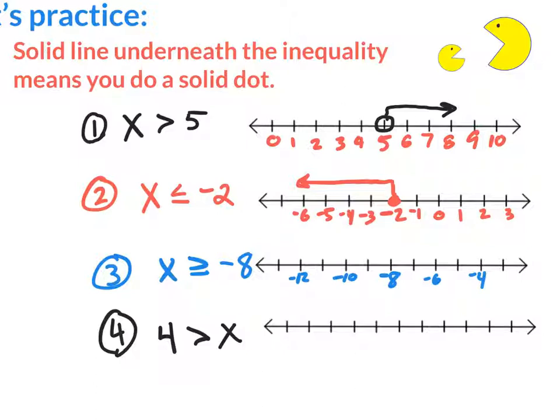So Chris, how about number 3? What does that say? X is greater than or equal to negative 8, right? It's opening up to the x. That means that x is greater. Pac-Man's always going to eat the greater value. So x is greater than or equal to negative 8. So is it going to be a solid dot or an open dot right here? Solid. Chris, why is it a solid dot?